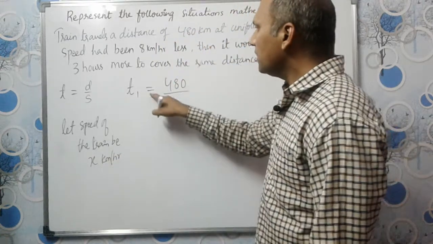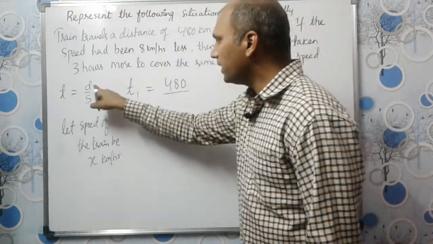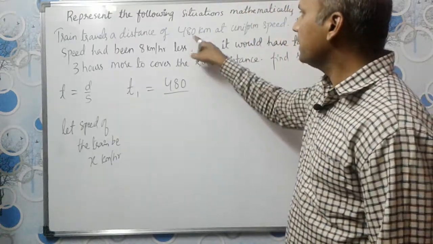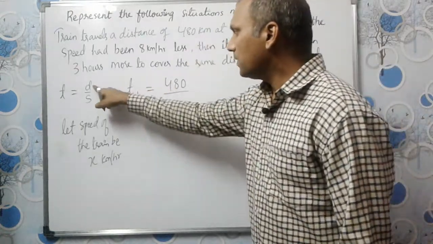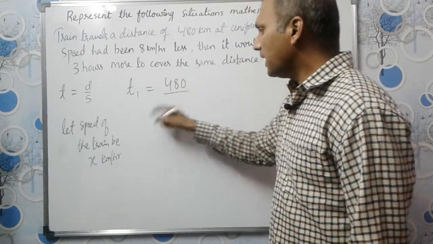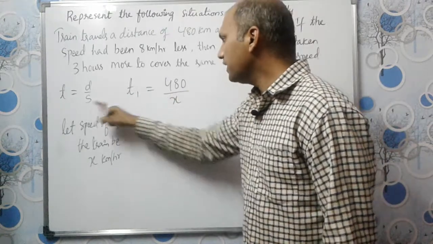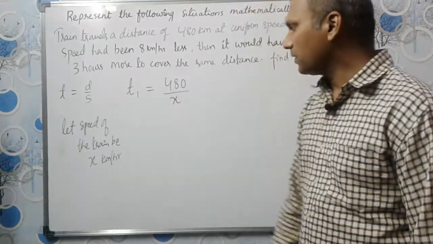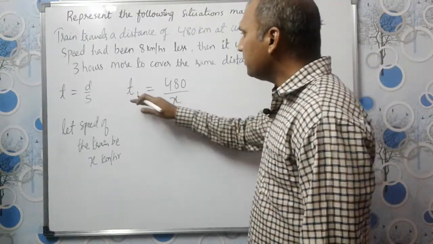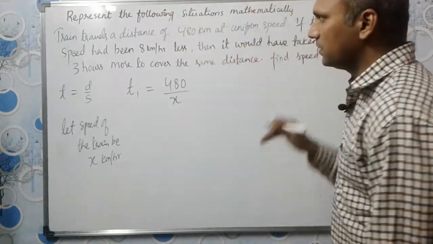So t1 will be equal to 480. See, 480 is the distance covered. So 480 is the distance. So I wrote, in place of d, I wrote 480. And what is the speed? Speed is x we took. Okay. So this is the time taken in the first case.